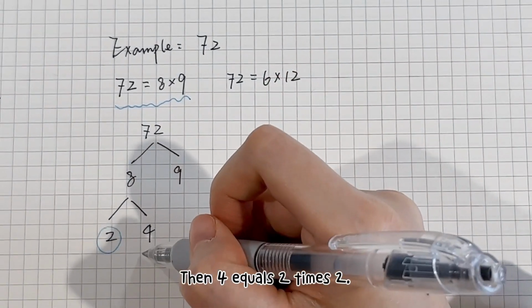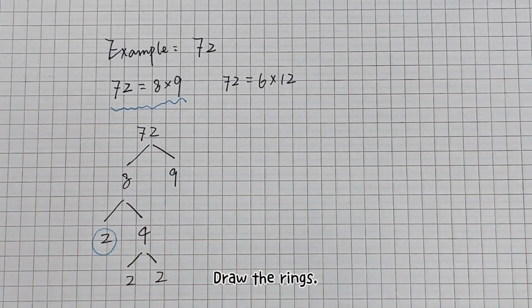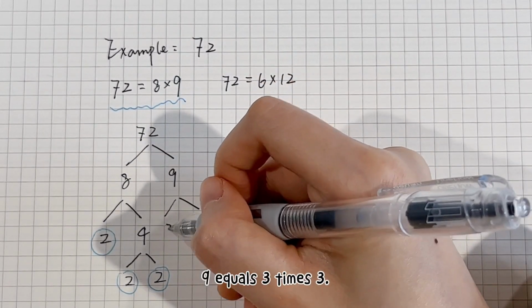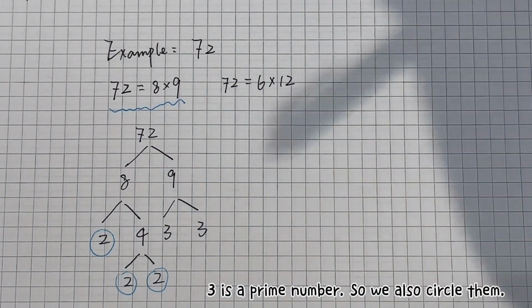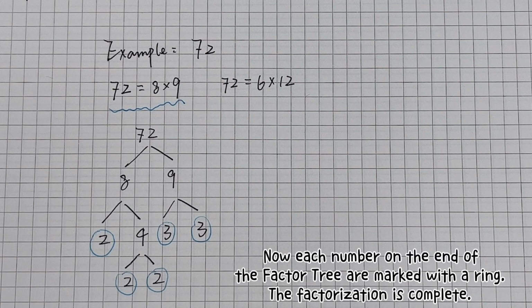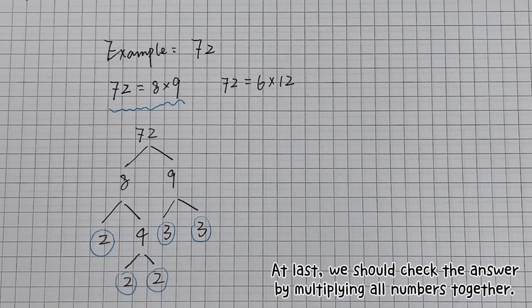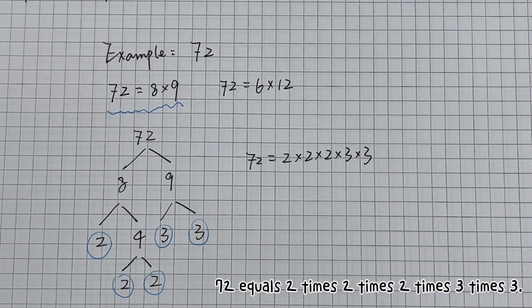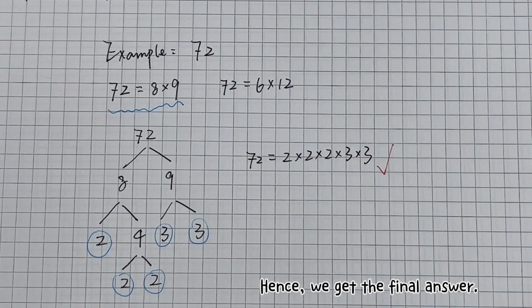Then 4 equals 2 times 2. Draw the rings. 9 equals 3 times 3. 3 is a prime number, so we also circle them. Now each number on the end of the factor tree is marked with a ring. The factorization is complete. At last, we should check the answer by multiplying all numbers together. 72 equals 2 times 2 times 2 times 3 times 3. Hence, we get the final answer.